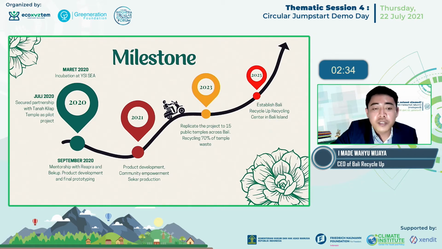At our 5 years milestone, we are planning to commercialize Sakar at the end of 2021 with a pilot project and community empowerment. By 2023, we are targeting to handle 70% of temple waste in Bali Island by replicating this project, leading to our 5 years goal of establishing a recycling center in the island. The business plan will roll out the project from one temple to another, and we are expecting about 15 public temples in Bali to be included in the first year.